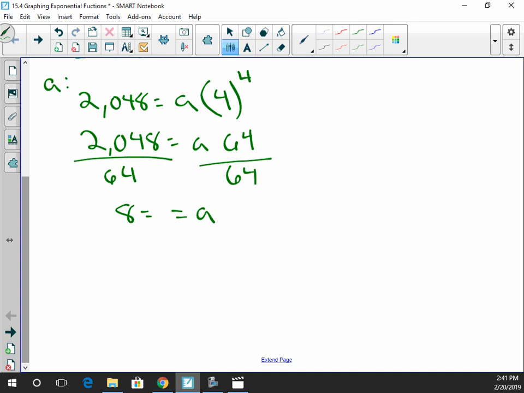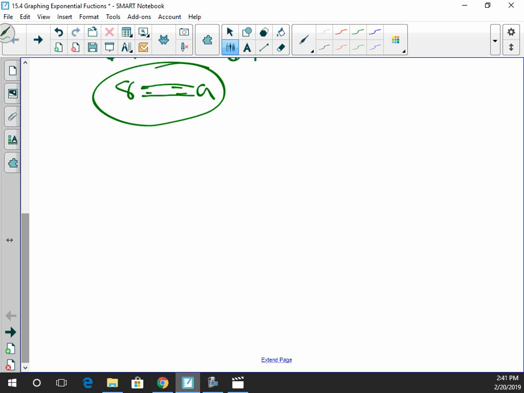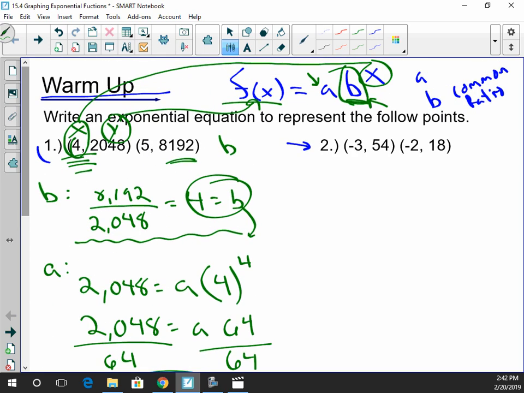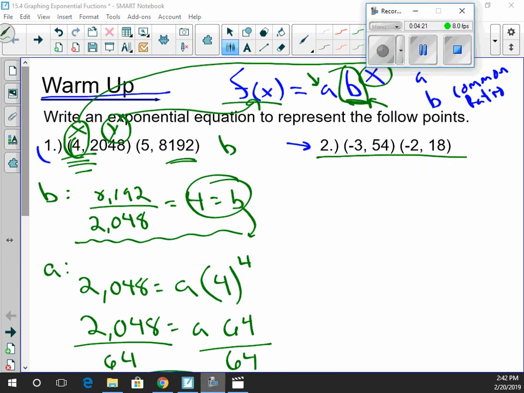Okay? So I don't need two equal signs here. So 8 is equal to a. And now I can write my exponential function. So f of x is equal to that a value that I just found, which is 8, times the b value, which I found earlier, to the x power. So this is my exponential function. So go ahead, pause the video. I would like you guys to try number 2 on your own. So go ahead and pause the video and work on that on your own.